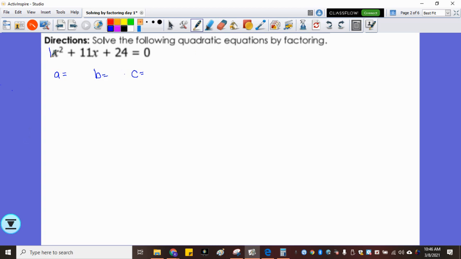A is always the number in front of x squared: 1. B is the number in front of x: 11. And C is your last number: 24.